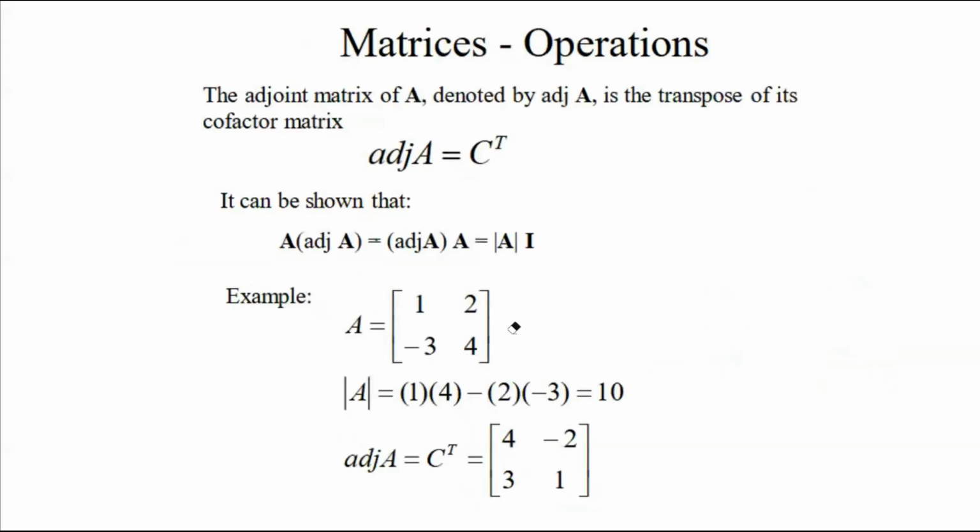Right, so that's what they're telling you. The adjoint matrix is the transpose of the cofactor. So here we are, the determinant is 10. Right, how do you get 10? 1 by 4 minus 2 by minus 2 will give you 10. Right? And they told you the cofactor in the previous slide, when you transpose it, that's what it is. Switch around the 1 and the 4, change the sign.